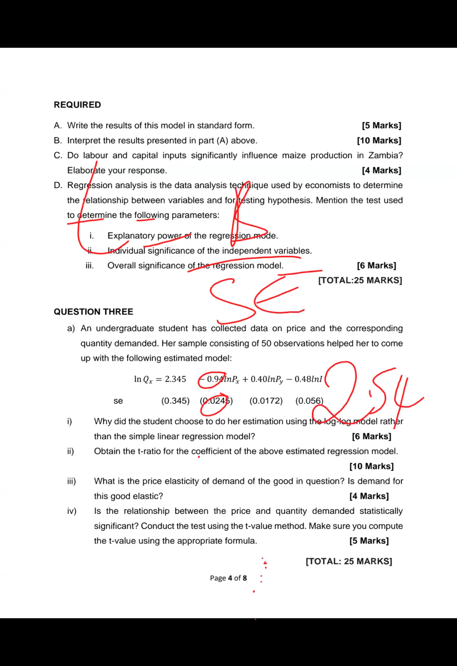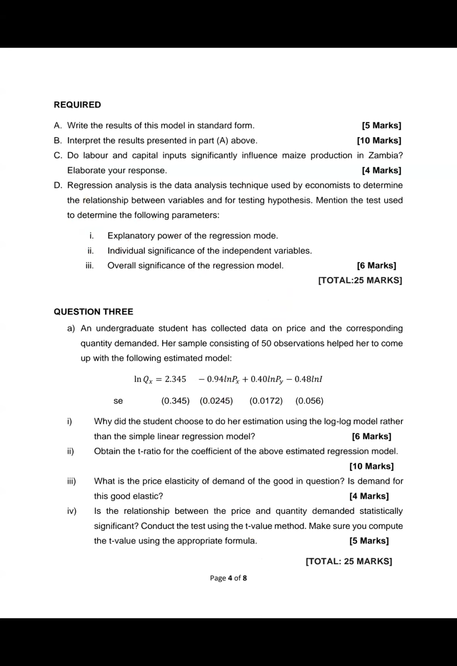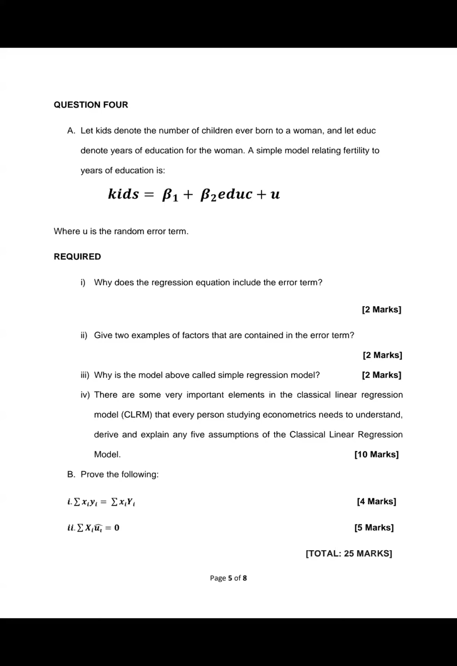All right. That's about question 3. Otherwise, there is nothing much. We can even conclude with question 4. It's already done. Really, it's short.